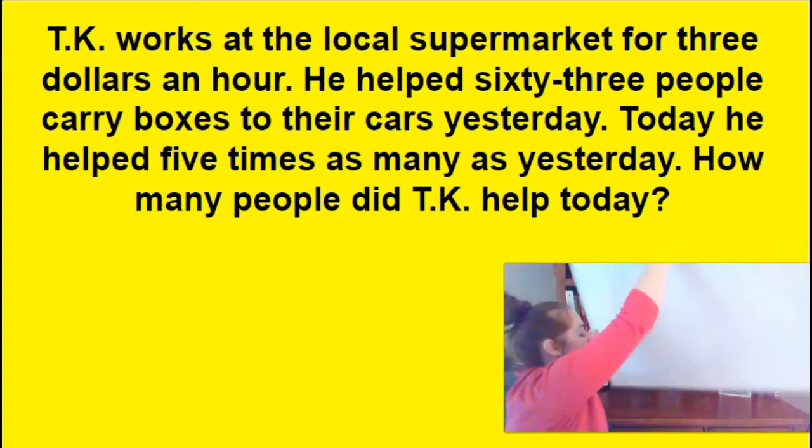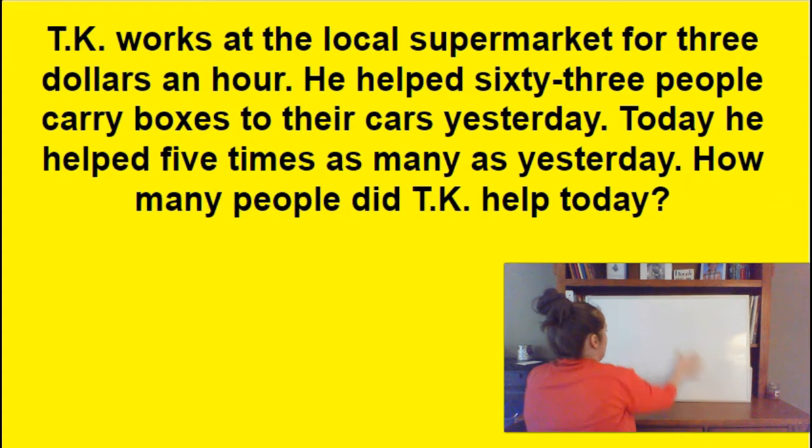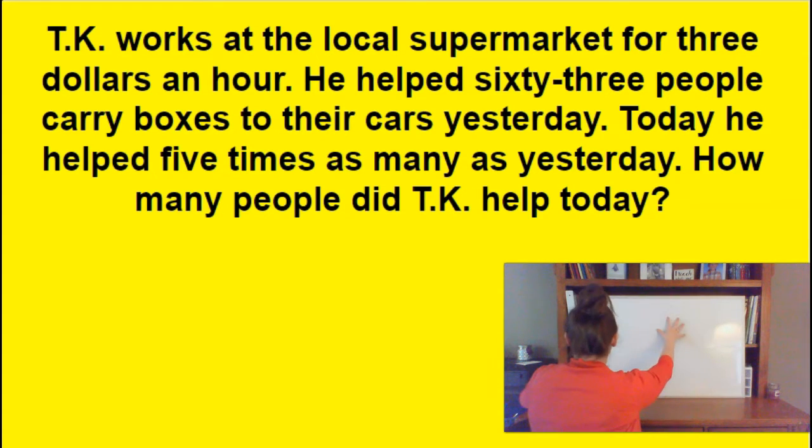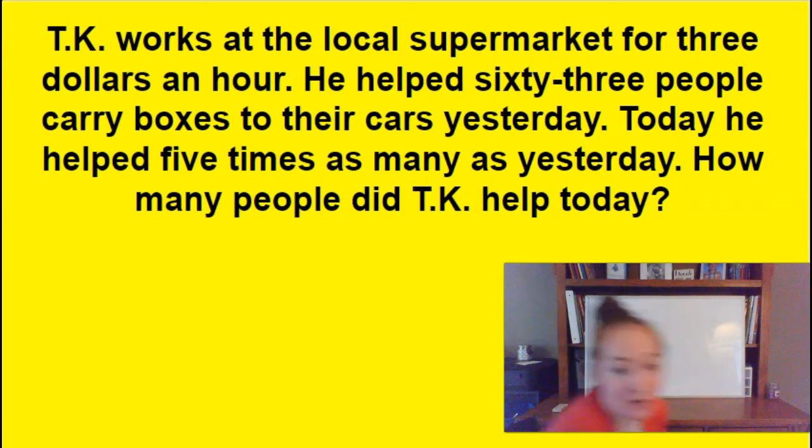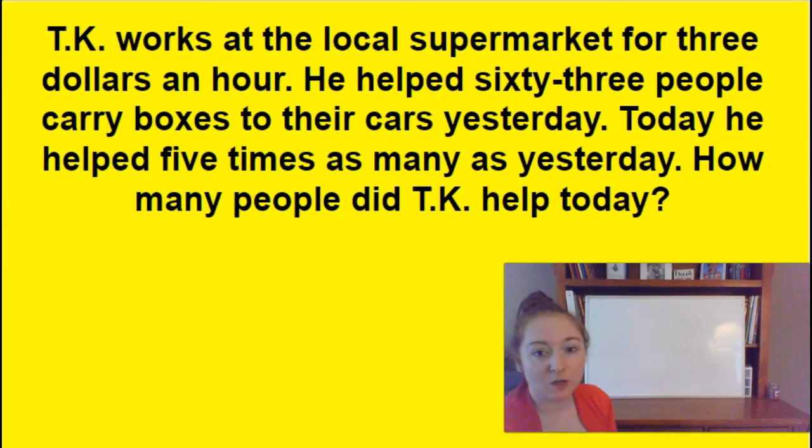All right, so the first thing we need to do is we read it. Let's pull up the important information. Okay, so what do we know? What is our known? Well, the first thing is we know that he works for $3 an hour. He helped 63 people yesterday, and today was 5 times as many. And we're trying to figure out how many today. So there's some information that we don't need. What don't we need? That it was $3 an hour. Very good. So let's look at what we do know.